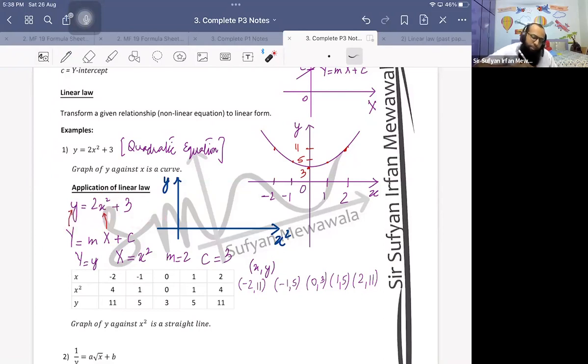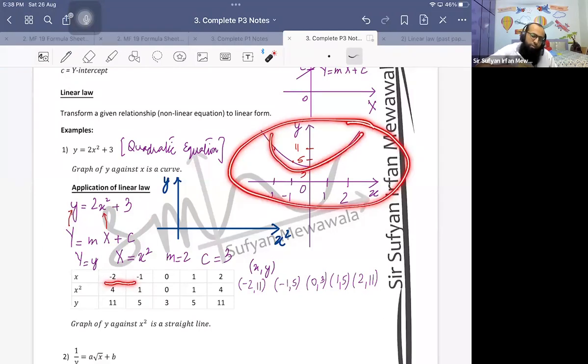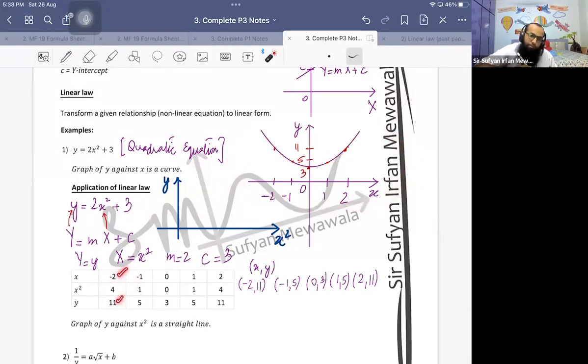So let's try it out. The values of x that we took to plot the first graph, which was a quadratic curve, were negative 2, negative 1, 0, 1, and 2, with y values 11, 5, 3, 5, and 11. Now, instead of taking x, y, let's take x square, y. Why? Because linear law is telling us that in place of x, there is x square. So on the horizontal axis, don't take x, rather take x square. In place of y, there is y only, so take y on the vertical axis.